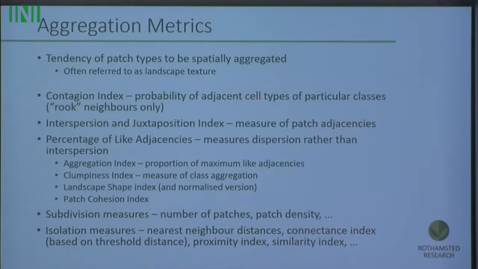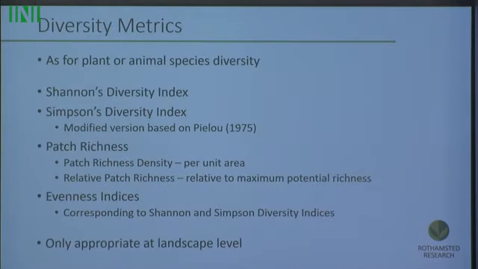There's a whole range of what they describe as aggregation metrics, which are all in some sense associated with how likely patches are to be aggregated, especially a measure of landscape texture in some way. Both dispersion and interspersion: the spreading out of patches, but also the overlaps or mixing of different class types. And then a series of diversity metrics that are based on the fairly common metrics used for plant or animal species as well.